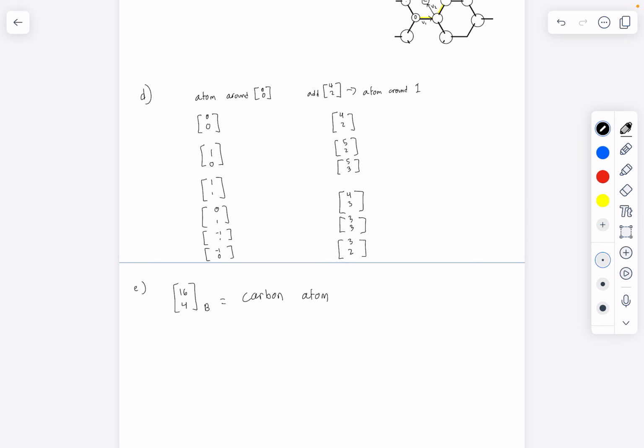And finally, for part E, we are asked, does the point X, whose coordinates are [x]_B = 16, 4, correspond to a carbon atom or a center of a hexagon? And what I found actually is that this should be the center of a hexagon.